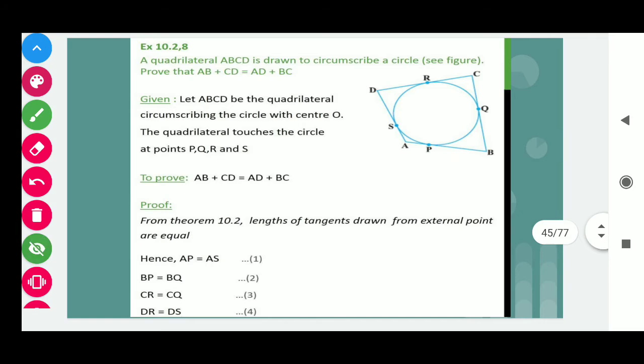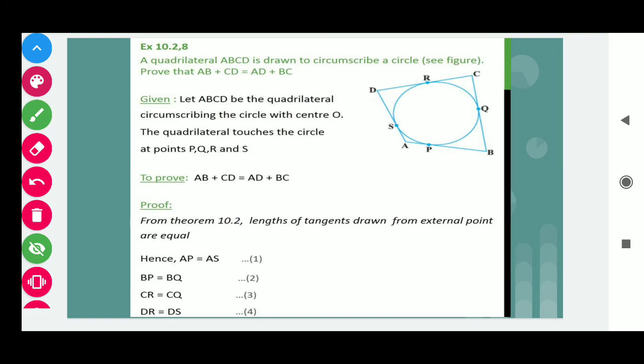Now here we have question number 8. ABCD is a quadrilateral drawn to circumscribe a circle. Prove that AB plus CD is equal to AD plus BC. So students, let's start the solution.